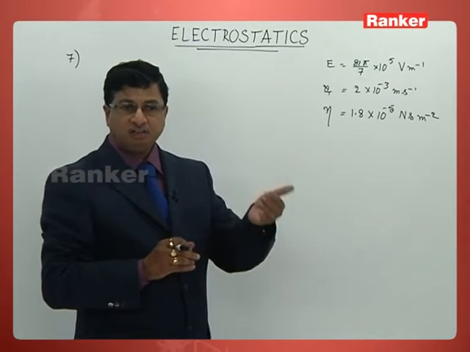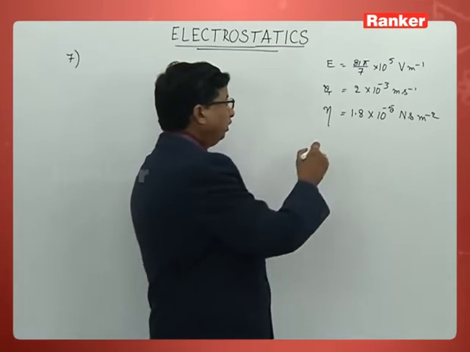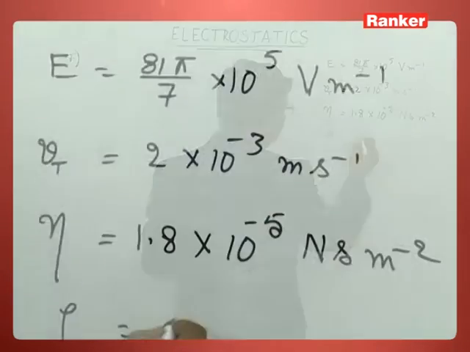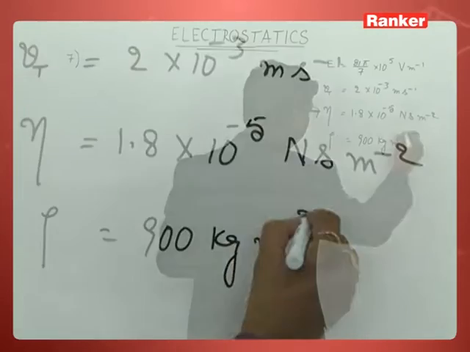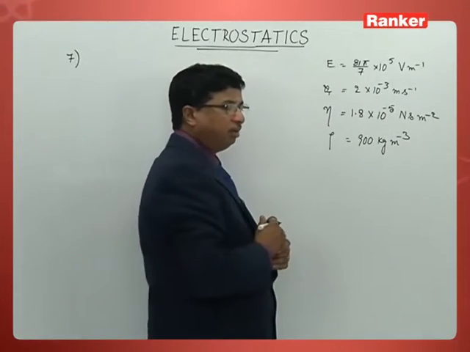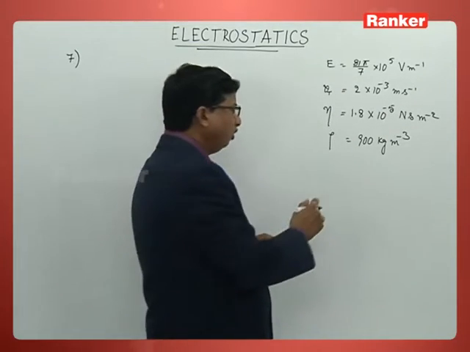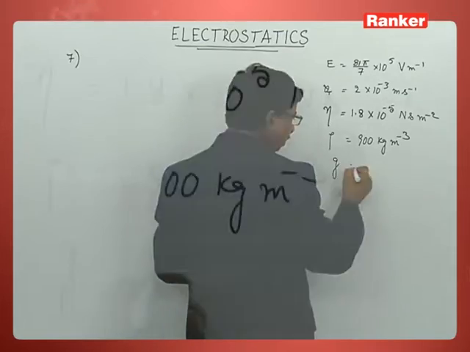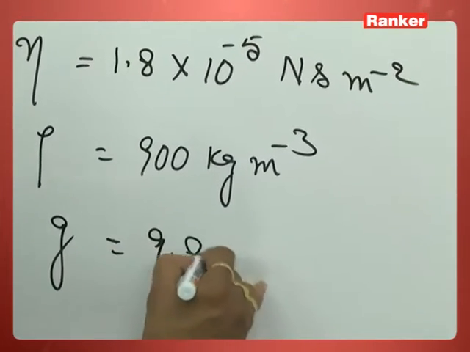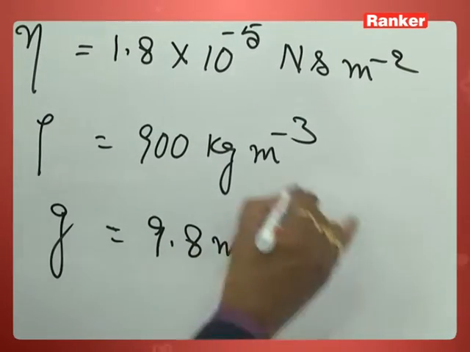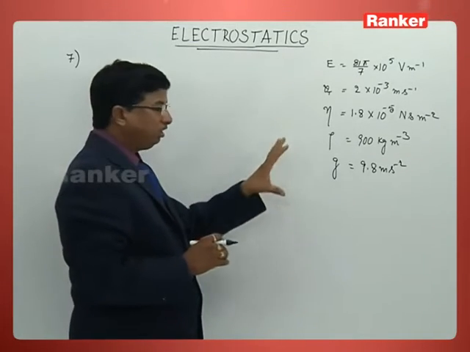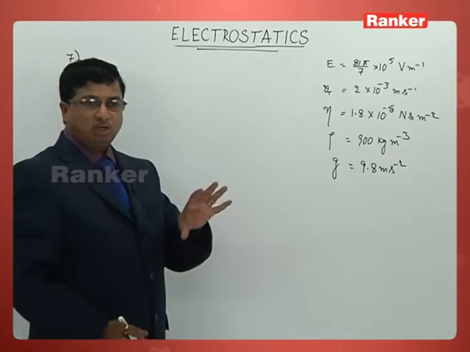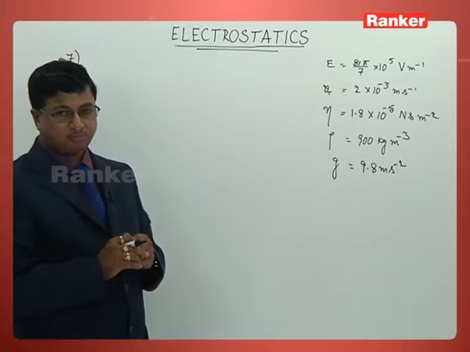And he said density of oil also. What is the density of oil given? 900 kg per meter cube. That's the value given. And of course we all know the value of acceleration due to gravity as 9.8 meter per second square. This is the complete data which has been provided to us.